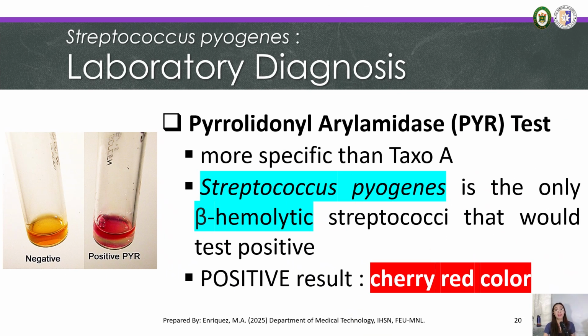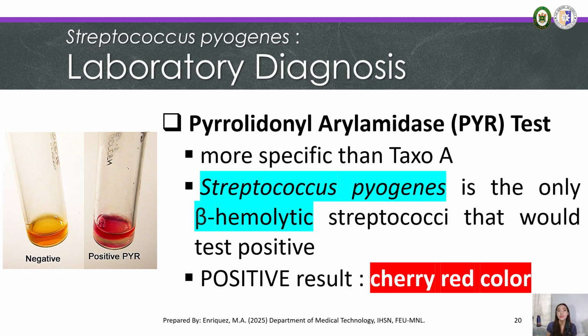Next is PYR or pyrrolidonyl arylamidase test. This is actually more specific than Taxo A because there are other similar organisms out there that may also be susceptible to bacitracin. So again, if you would like to be more specific, you could perform pyrrolidonyl arylamidase. So if you would remember from our discussion on Streptococcus species, di ba napag-usapan na rin po natin to? Pyrrolidonyl arylamidase could help differentiate Staphylococcus aureus from Staphylococcus lugdunensis, 'di ba po?